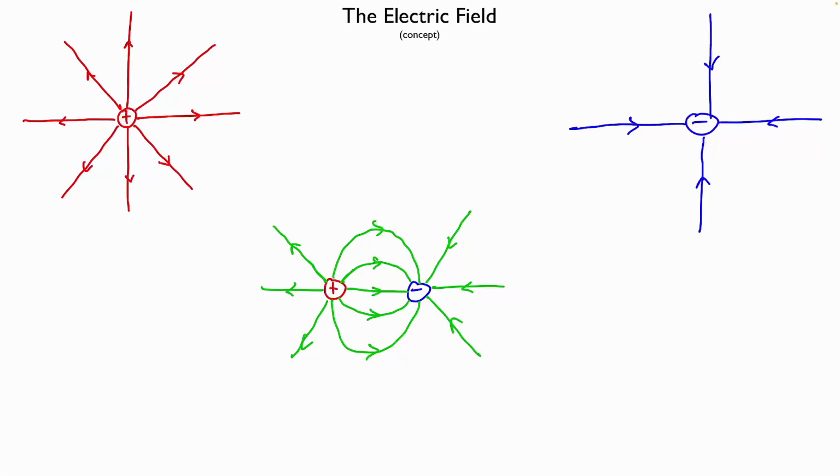How many electric field lines would I have to draw to represent the entire field? All of them, even an infinite number, right? I'm not going to do that. I'm going to draw enough to get an idea for what's going to go on.